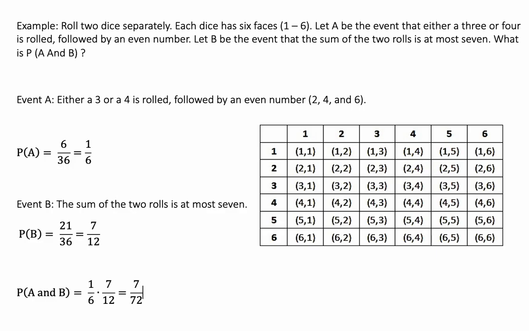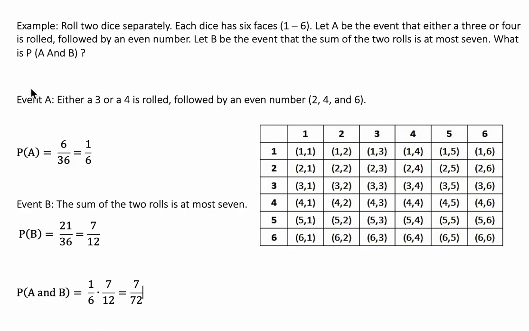In this example, we're going to roll 2 dice. The 2 dice are both 6-sided and have the numbers 1 through 6. Let A be the event that either a 3 or 4 is rolled first, and then an even number is rolled second. B is the event that the sum of the 2 rolls is at most 7. What is the probability of A and B happening?